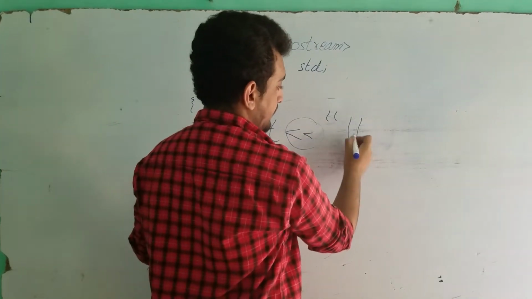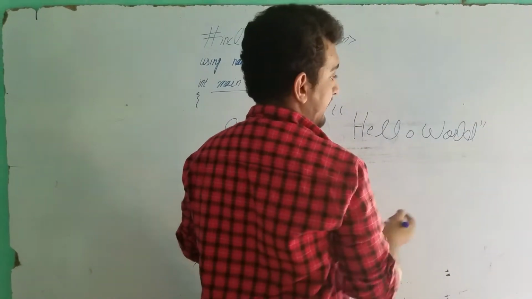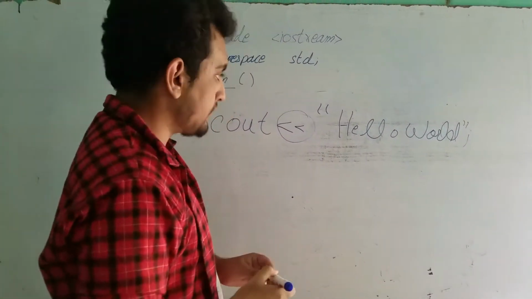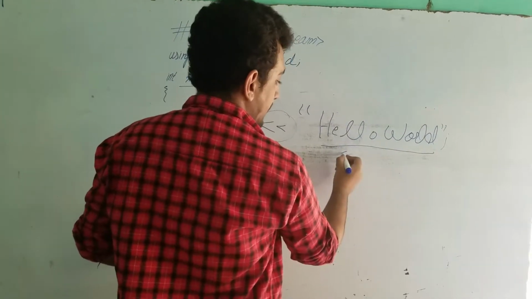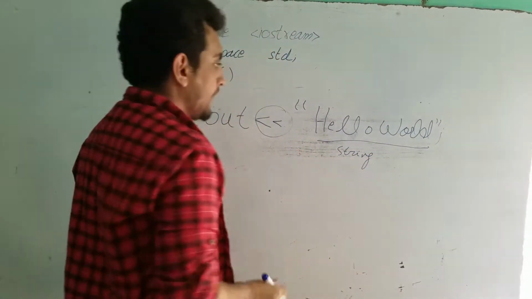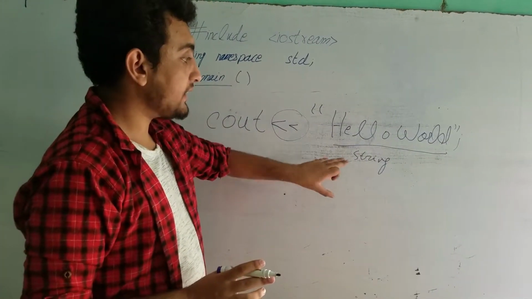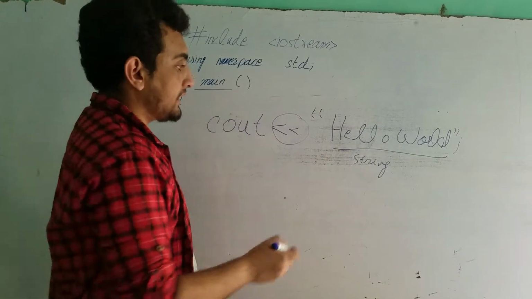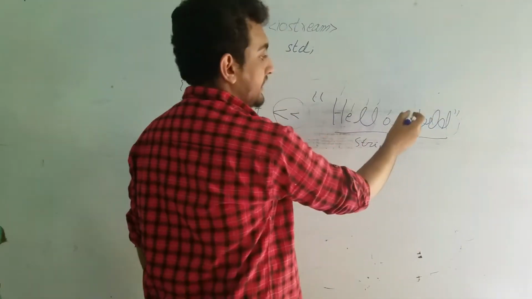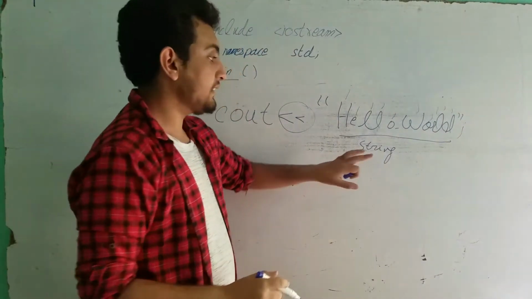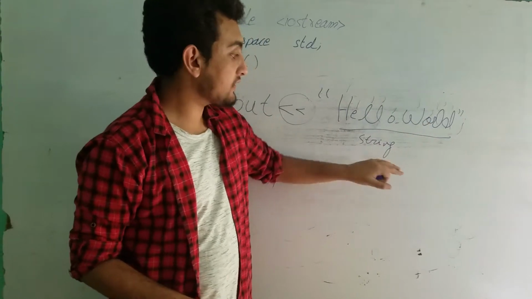and write hello world, and after that a semicolon. So how it works is that this is called a string. Anything that you write in these quotes will be called a string. A string is a combination of characters, like H is a character, E, L, L, O, even space is a character. After that W, O, R, L, D, everything that is in these two quotes is a character, and all the combination of characters is called a string.